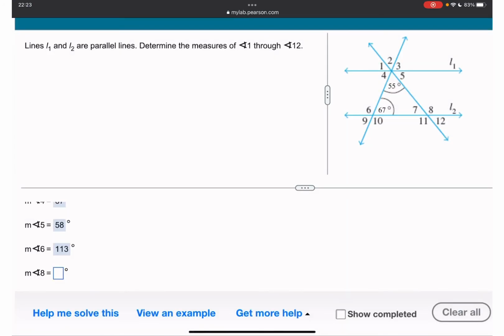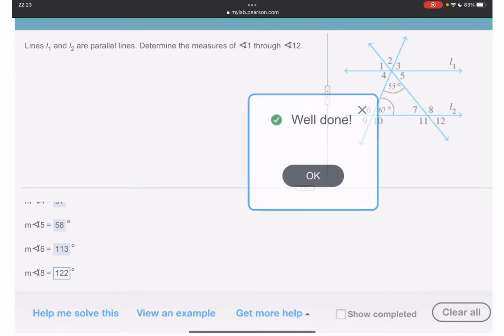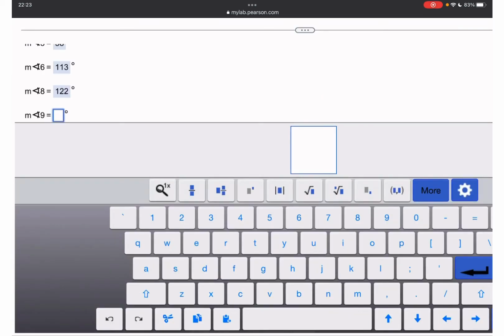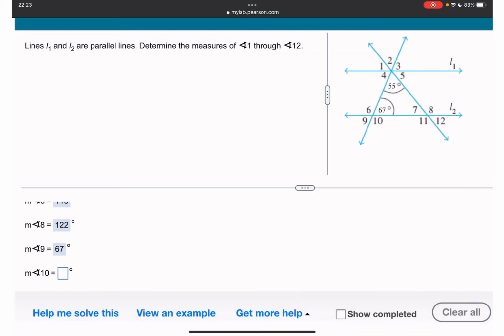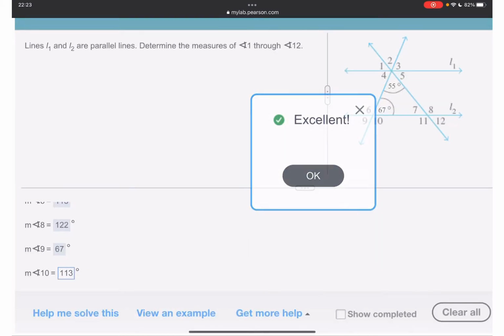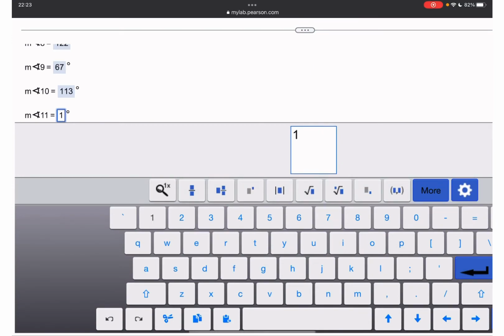Okay, angle 8. Where is angle 8? 122. Good job. Angle 9, 67. All right. Angle 10, 113. Angle 11, 122.